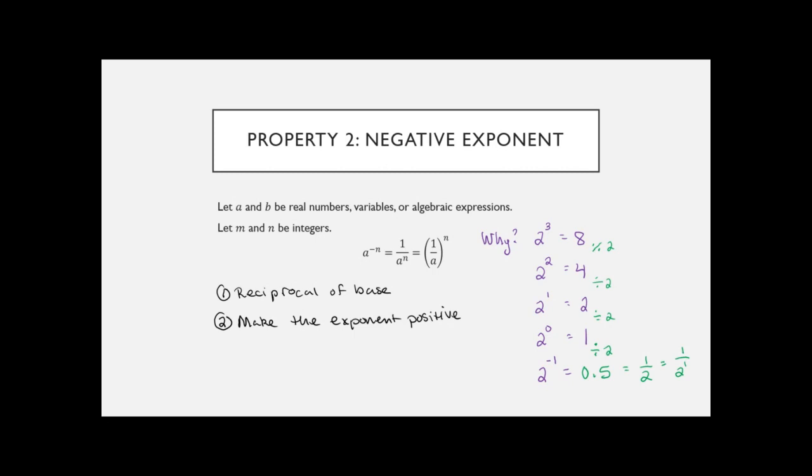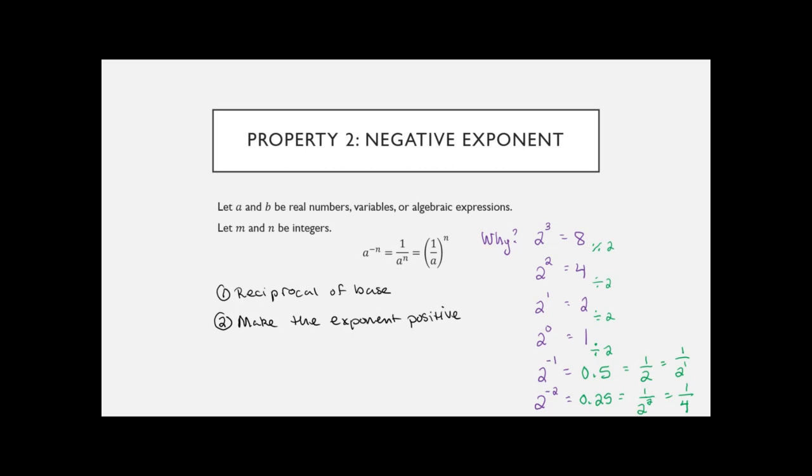And you can follow the pattern again if we had 2 to the negative 2. So once again, you're dividing by 2, and if you follow, that would be 0.25. Well, how do we get there? You take the reciprocal of our base. Our base is 2, so that's 1 over 2. And then the exponent becomes positive, so now it's 1 over 2 squared, which is the same as 1/4, and 1/4 is 0.25.